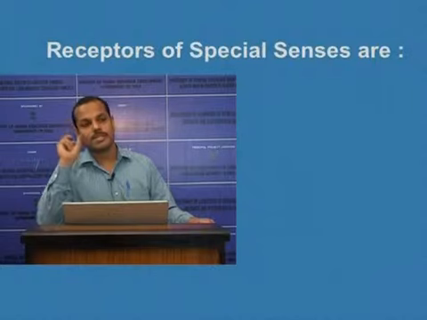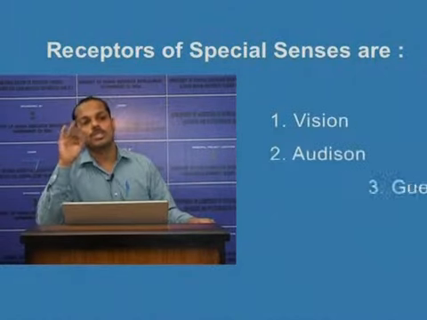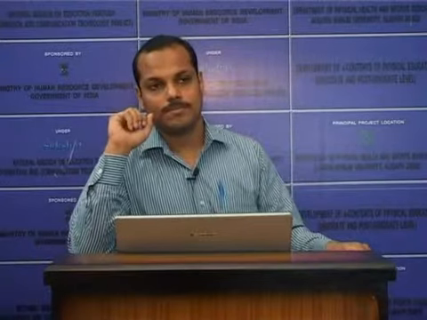Now, we have the general senses and special senses. The receptors of the special senses: we know that there are 4 special senses. These are vision, audition, gustation and olfaction. For vision, the receptors are rods and cones of the retina. For audition, the receptors are the hair cells of the organ of Corti in the cochlea. For gustation, the receptors are gustatory cells of the taste buds in the tongue. And for olfaction, it is the olfactory neuron present in the olfactory epithelium.